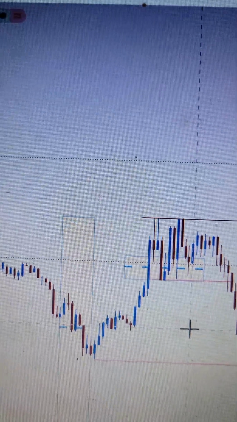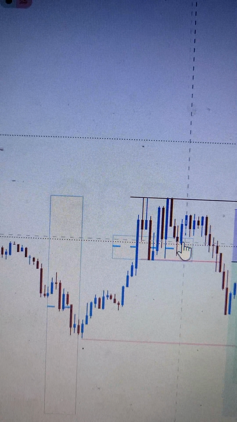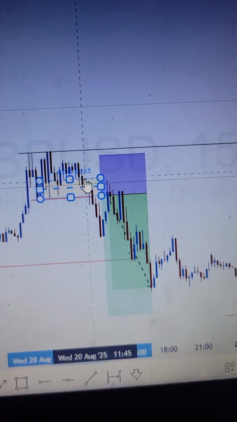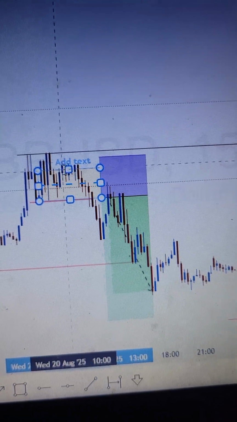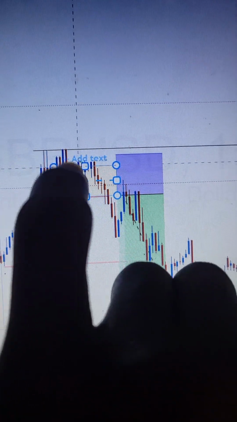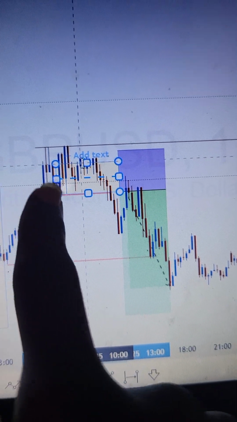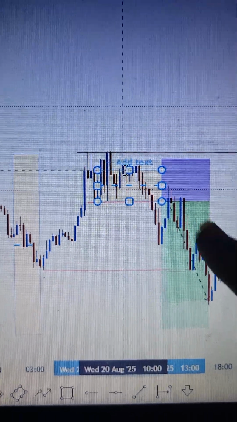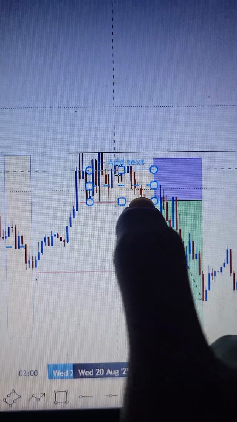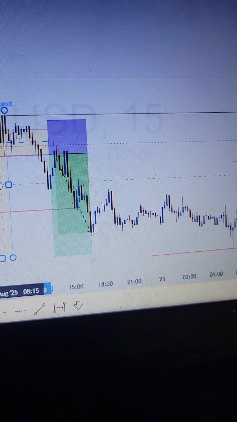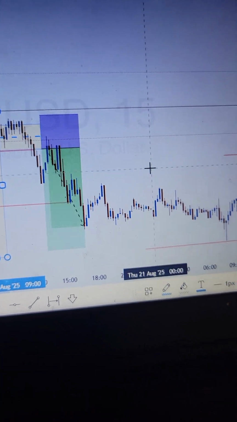Then what am I expecting? I'm then expecting price to pull back to a breaker, to my order block. I can call it order block or a breaker block. So a breaker block which is at this point here. Then I set my sell limit at this point here. Then I wait for price to sell to the downside. It is the same way I took this trade as well.